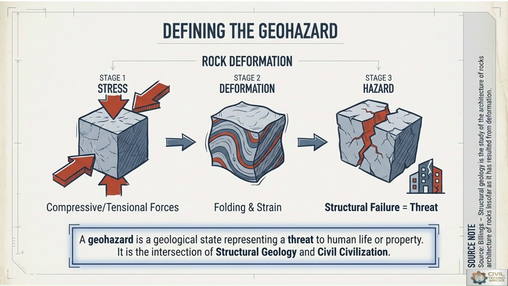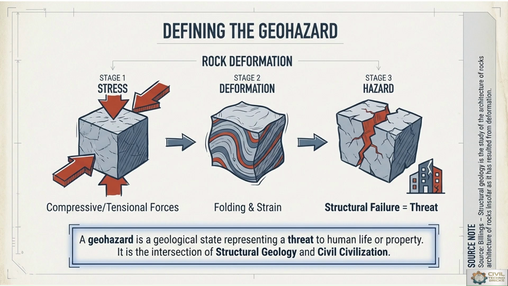So rock deformation is a main process which is divided into three stages, from stress to deformation to hazard. Stage 1, where stresses are concentrated on that rock, and the forces may be tensile or compressive. With respect to those forces, the existing rock may get deformed through folding and strain activity, which is the deformation in the middle. And at the end, stage 3 is the hazard, where the actual structural failure or threat occurs.